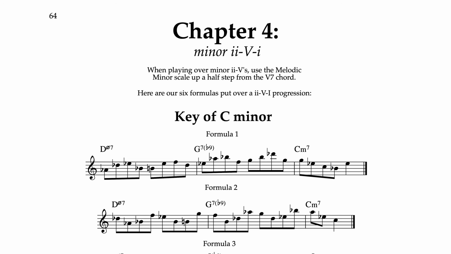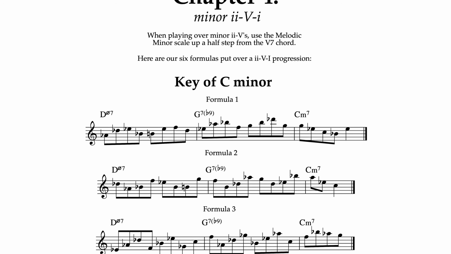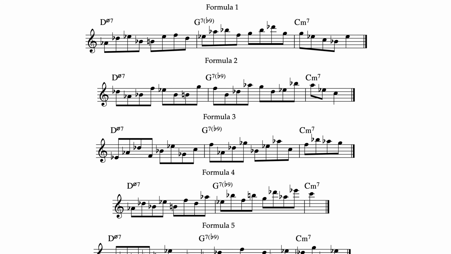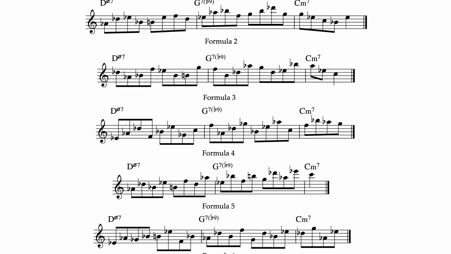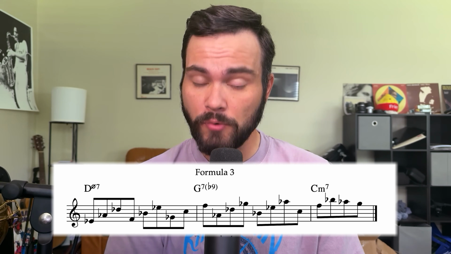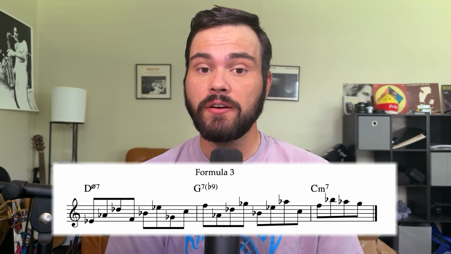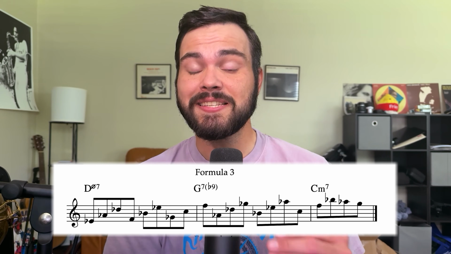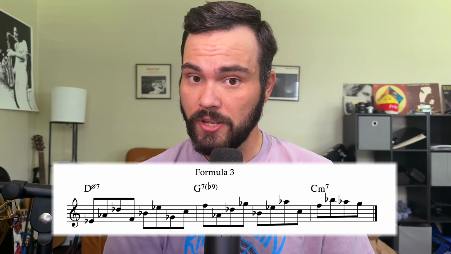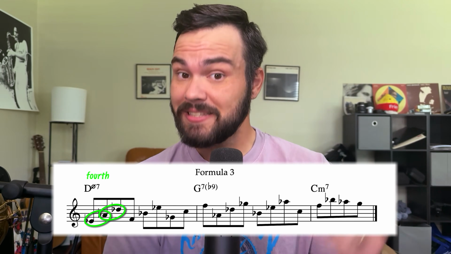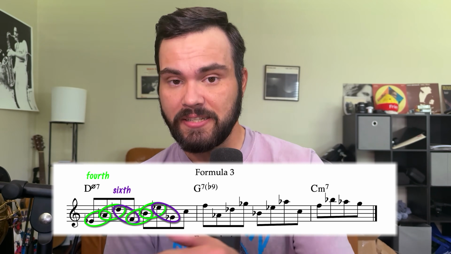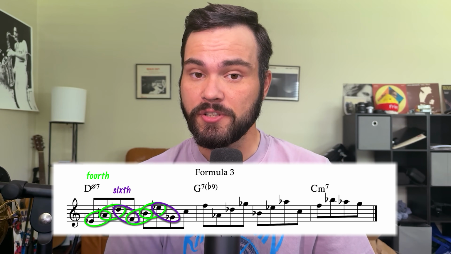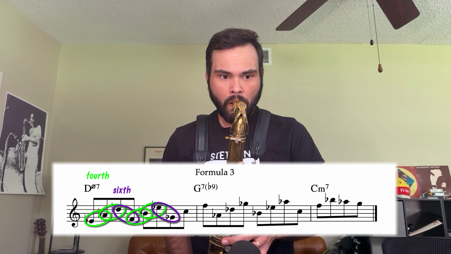So for this portion of the minor 251 section, the first 6 formulas will be using A flat melodic minor over a 251 to C minor. So let's take a look at formula number 3 with our A flat melodic minor scale over a 251 to C minor. So formula number 3 are these stacked fourths in groups of 3. So fourth up, 6 down, fourth up, 6 down. And we're using this sound on A flat melodic minor over this 251. Let's take a listen.